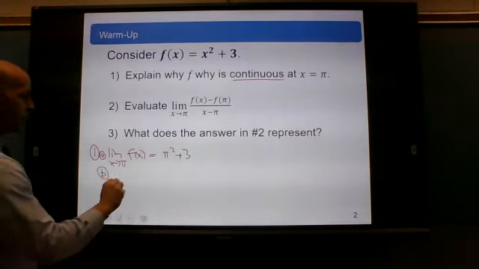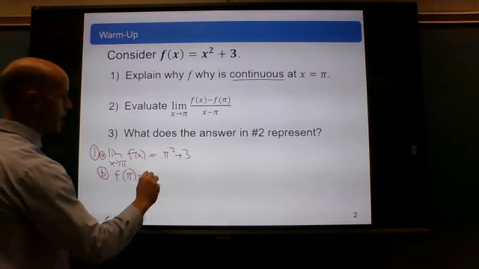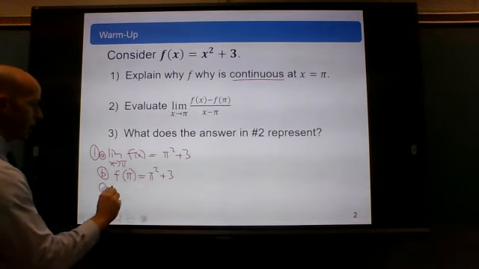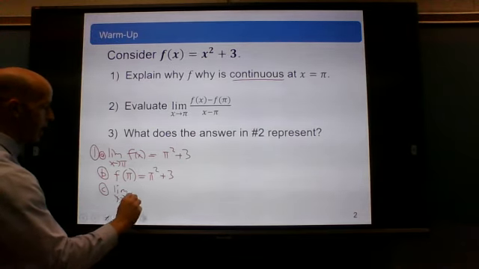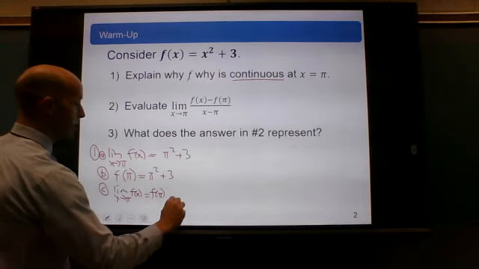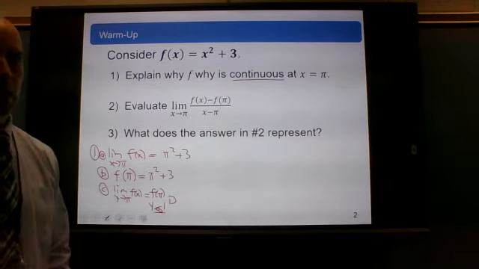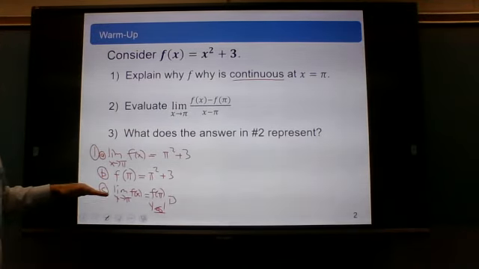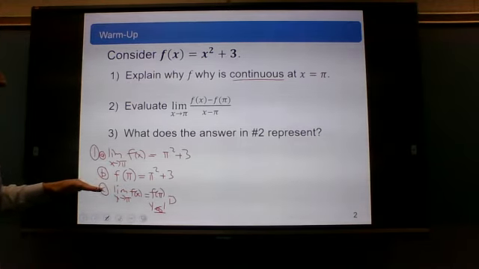Then part B is you need to find f of pi, which turns out to be pi squared plus 3. And then part C, we now can see that the limit as x goes to pi of f of x is equal to f of pi. So this is why it is continuous. That goes all the way back to our definition of continuity in chapter 1. There are 3 parts to it. Hopefully you remember that. I'm kind of reviewing a little bit for the final exam.